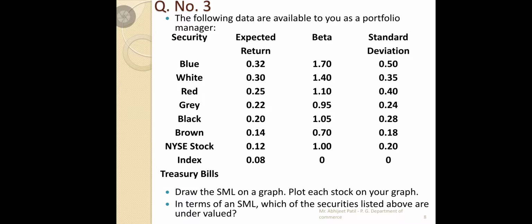Next, question number 3. This question was asked in the question paper of December 2008 for 15 marks. See the securities given. The following data are available to you as a portfolio manager. As a portfolio manager, the question gives securities: blue, white, red, grey, black, brown, and NSE stock. The market index return is given, and the treasury bill rate is also given. See the expected rate of returns.